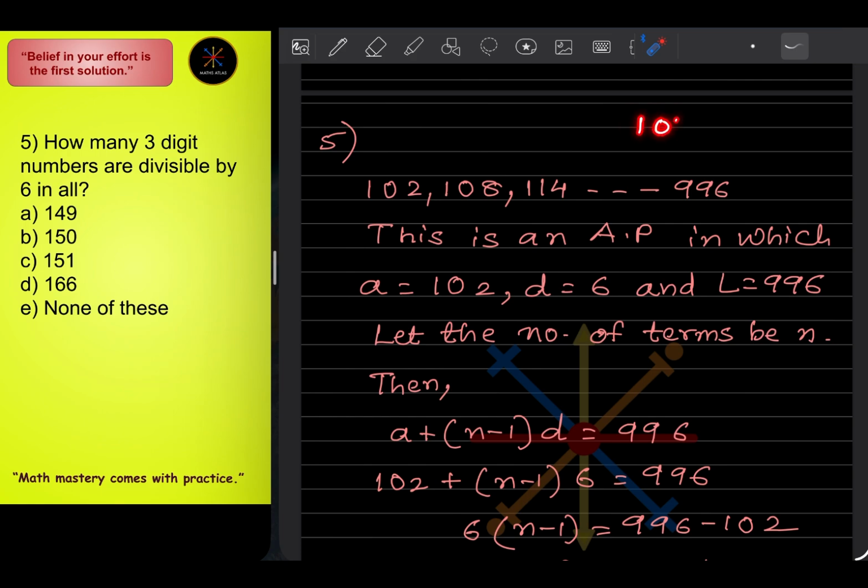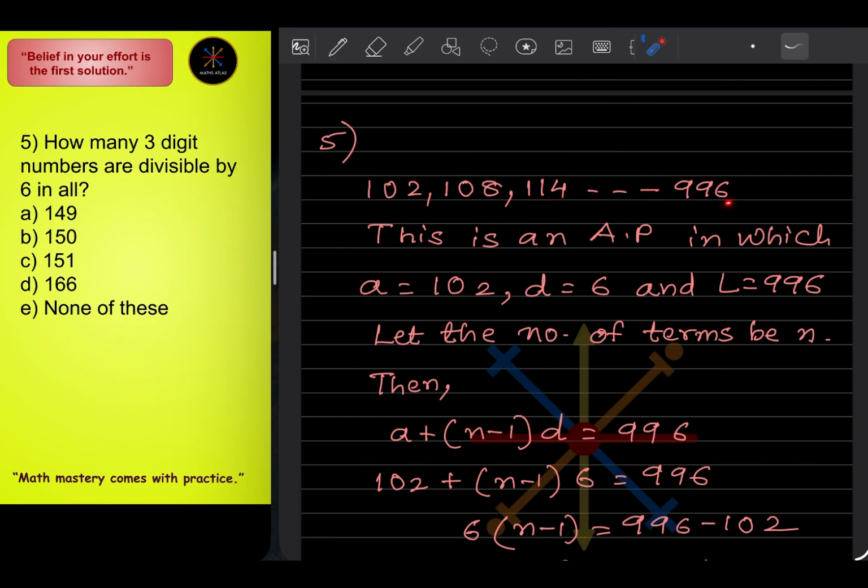If you take 106, you see here 6 ones are 6, and 6 sevens are 42. So this is going to be divisible by 6. So this is the first 3-digit number. After that, you just keep on doing it. The next number is going to be 108, which is divisible by 6. Again, the next number is going to be 114, which is divisible by 6, and so on.